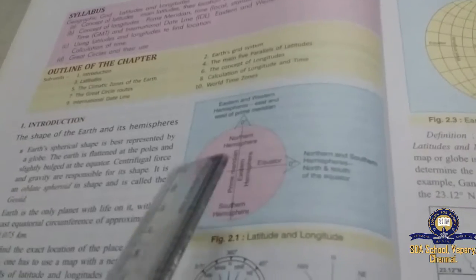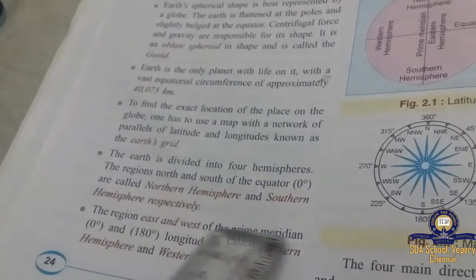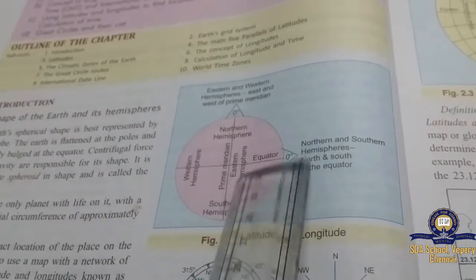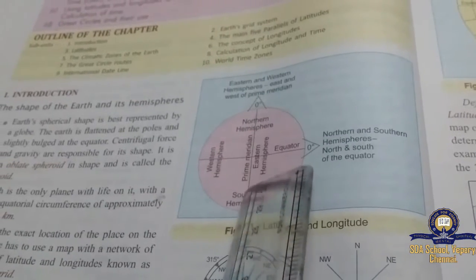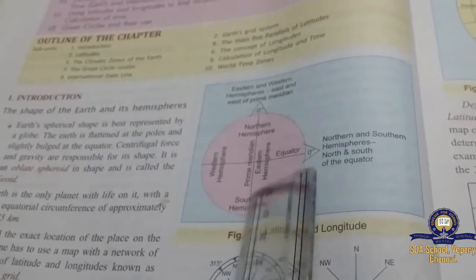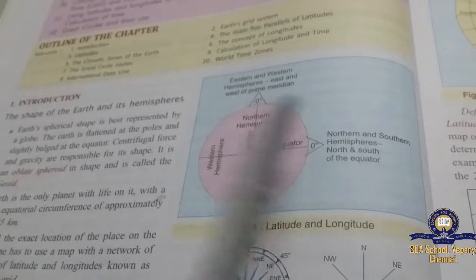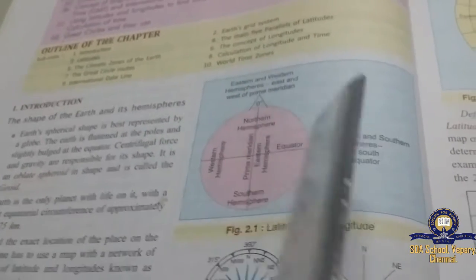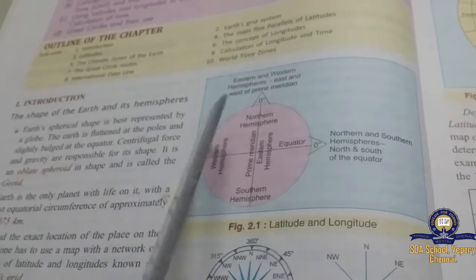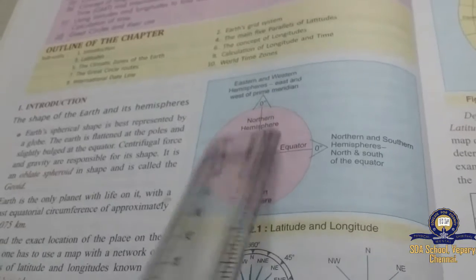The same thing with the western and eastern. The regions east and west of the prime meridian are called the eastern hemisphere and the western hemisphere. Can you see this? This is the horizontal line, 0 degree. Yes, this vertical line we call the prime meridian. Can you read this? Prime meridian. It divides the earth into 2 hemispheres, the western hemisphere and the eastern hemisphere. So the earth is divided into 4: northern hemisphere, southern hemisphere, western hemisphere, eastern hemisphere.